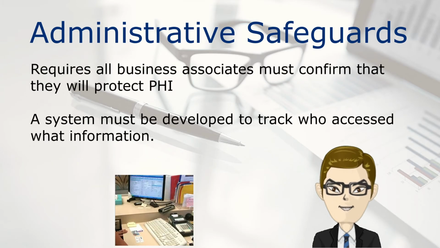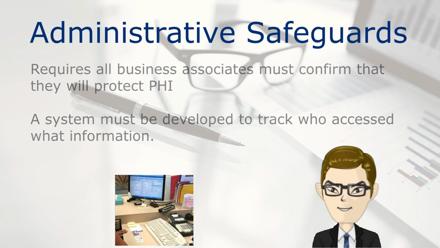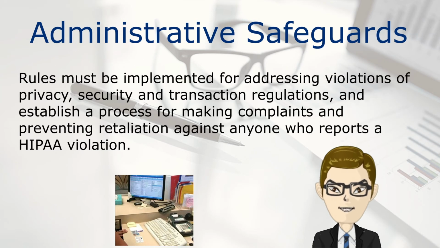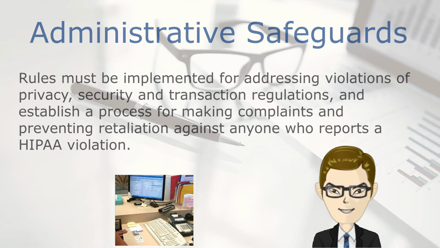All business associates must confirm that they will protect PHI. A system must be developed to track who accessed what information. Rules must be implemented for addressing violations of privacy, security, and transaction regulations, and establish a process for making complaints and preventing retaliation against anyone who reports a HIPAA violation.